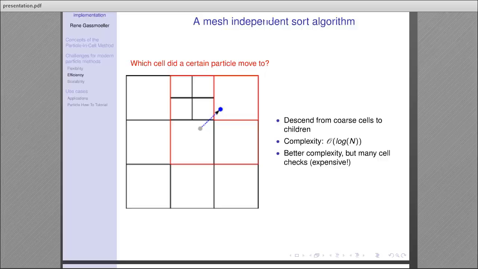This way you can reduce the complexity because it will only depend on the number of levels of your hierarchy, and the number of levels usually scales as a logarithmic function of the number of overall cells. So this way you have improved the complexity, but you have to do many checks whether a particle is in a particular parent cell, in a particular child cell. And these checks are very expensive, as I mentioned, especially for curved domains. So what can we do about that?